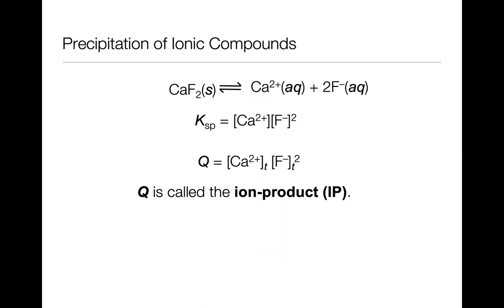The only difference, and this kills me, I hate it, but when you're dealing with solids going into solution, Q changes its name to IP, to ion product. There is no difference in the rules whatsoever. Same idea. Q and K are compared just like we did with chapter 15, except now because we're dealing with solids, we call it IP instead of Q. Only difference. Everything else holds the same.